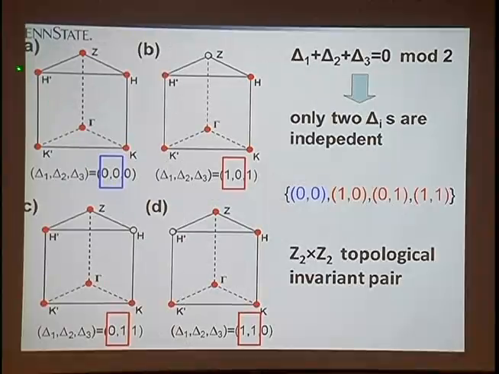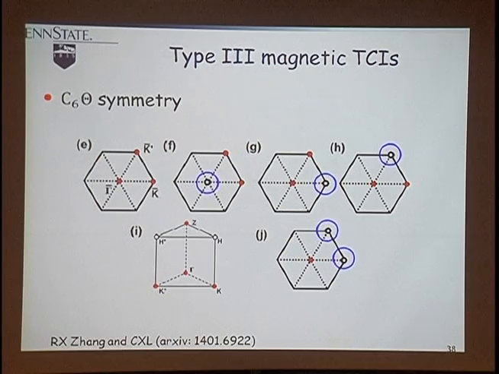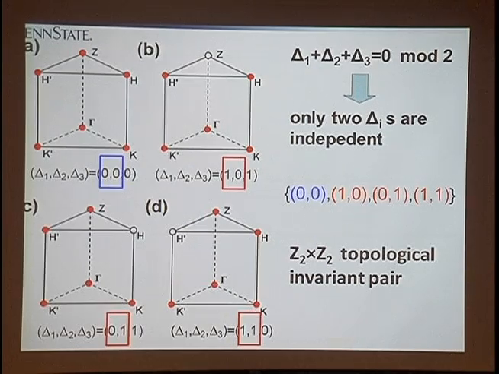And here is the case. We can define the Z2 topological invariant for these three surfaces, delta 1, delta 2, delta 3. For each surface you can define one Z2 topological invariant. But there's a constraint, because these three surfaces share some common point, and the constraint is that delta 1, delta 2, delta 3 together must be 0. That's why only 2 are independent, and that's why we have Z2 times Z2 topological invariants here.